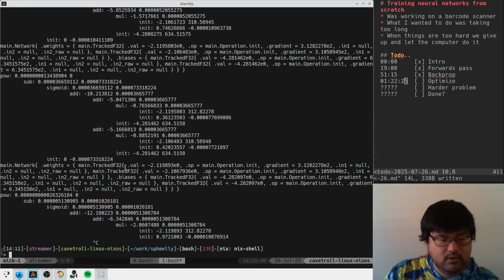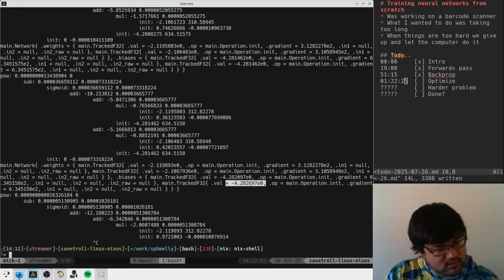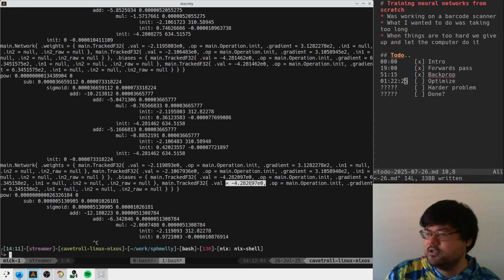Wait, is that true? This is one thing. This is the other thing. Biases is negative 4 and negative 4. So these guys are actually getting the same. They're actually coming into the exact same thing.